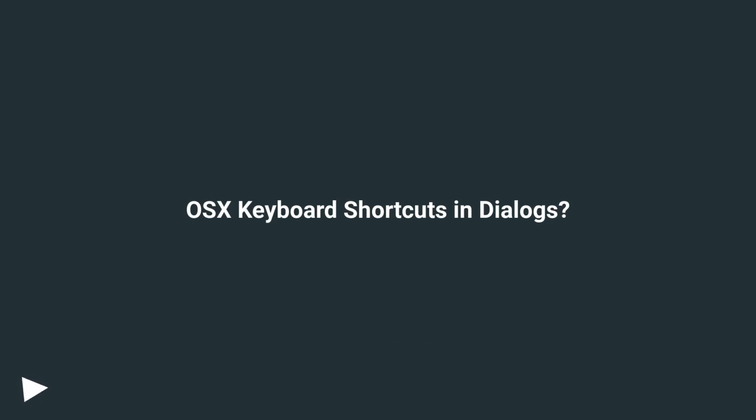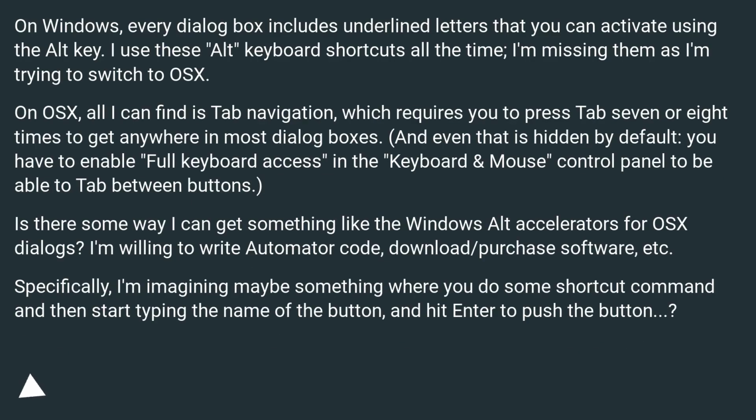OS keyboard shortcuts in dialogs. On Windows, every dialog box includes underlined letters that you can activate using the Alt key. I use these Alt keyboard shortcuts all the time. I'm missing them as I'm trying to switch to OS.